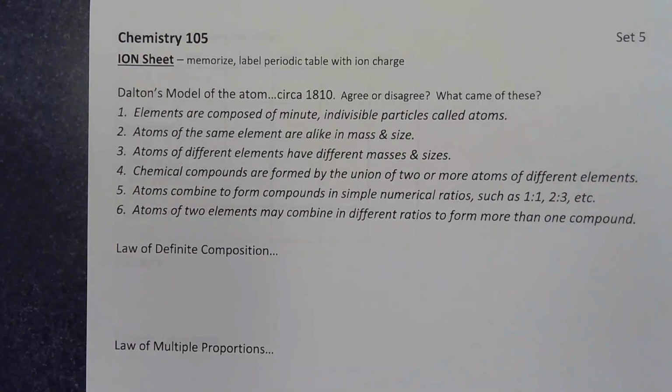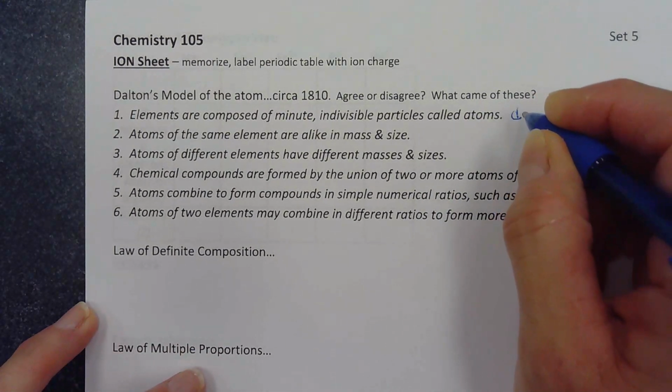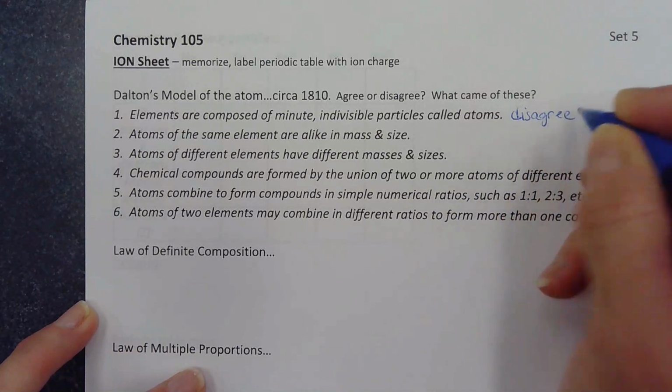And then what came of this? What did we get from this information? So you've got the 6 postulates here. We're going to take these step by step and say, do we agree or disagree? So number 1, elements are composed of minute, indivisible particles called atoms. Do we agree or disagree? Indivisible, minute particles called atoms. Well, not with the indivisible. Correct. So we have to say we disagree. Overall, it sounds pretty good, but we have to disagree because we know that they can be divided.